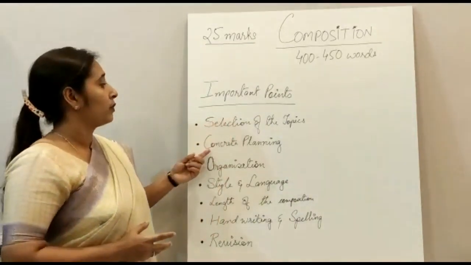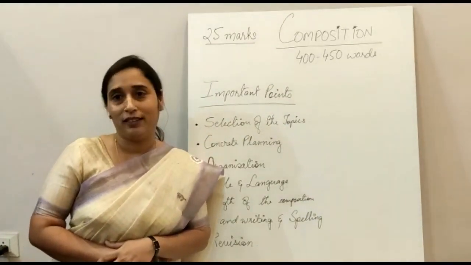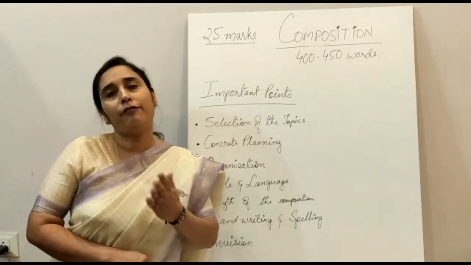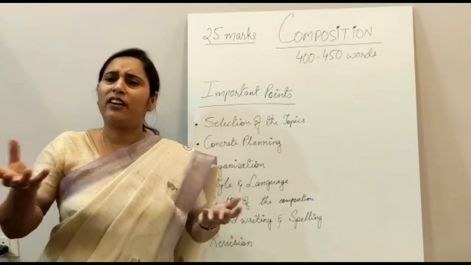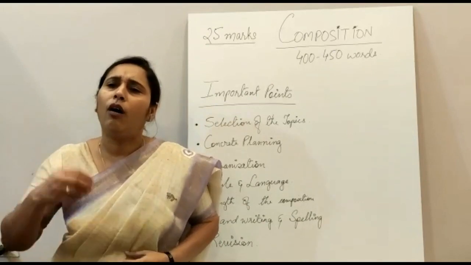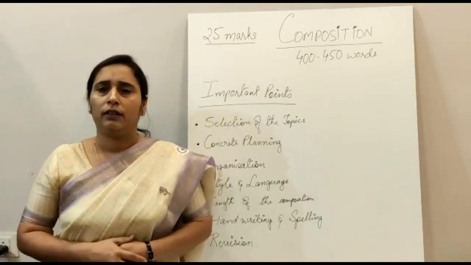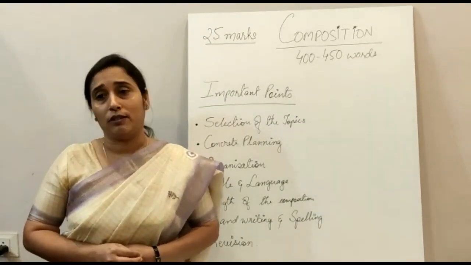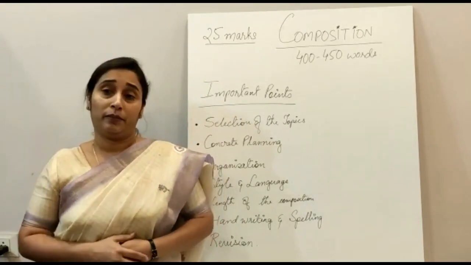So, concrete planning. This is very important. We plan, isn't it? Before doing anything we plan. Planning is necessary. So, just take a rough page. Jot down the topics you want to include, all the ideas, all the quotations related to that topic. Now try to give a brief title to your composition so that you can focus on the main idea and not waste your time.